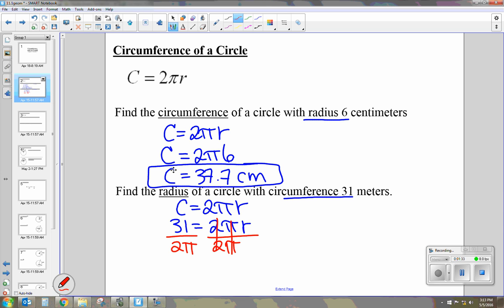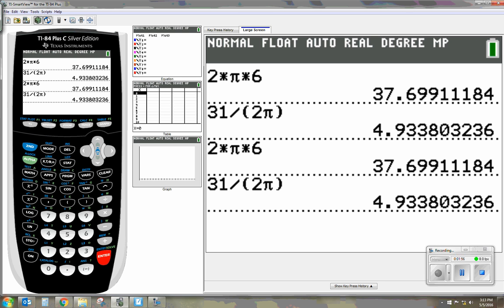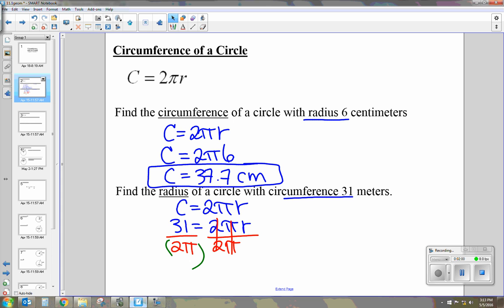Now, we have to be really careful when we put this into the calculator, because when we do 2 pi, we have to put parentheses around those. So I'm going to show you that in the calculator. So we do 31 divided by parentheses 2 pi. If we do not put the parentheses in the denominator, we will get the incorrect answer. So that's going to be 4.9. So the radius is about 4.9. Don't forget your units, meters.